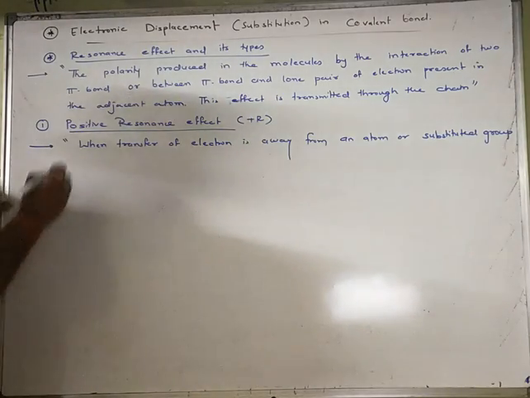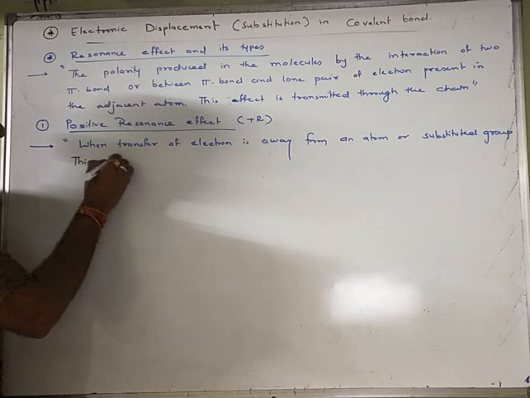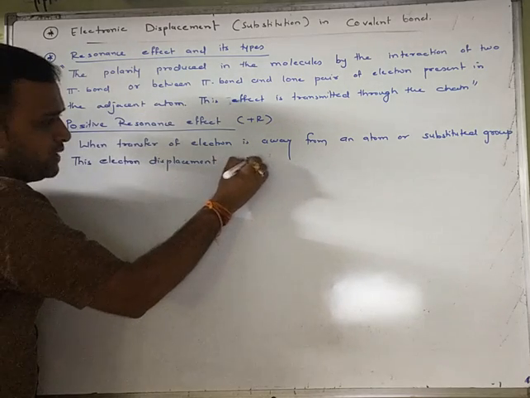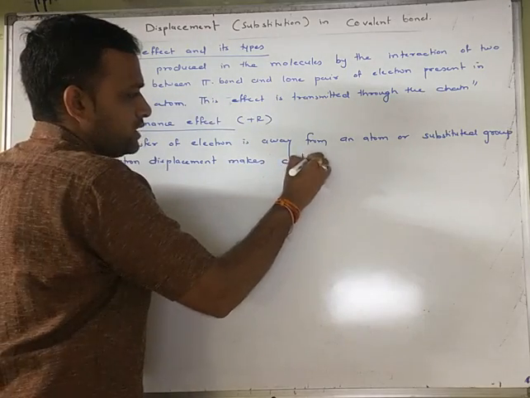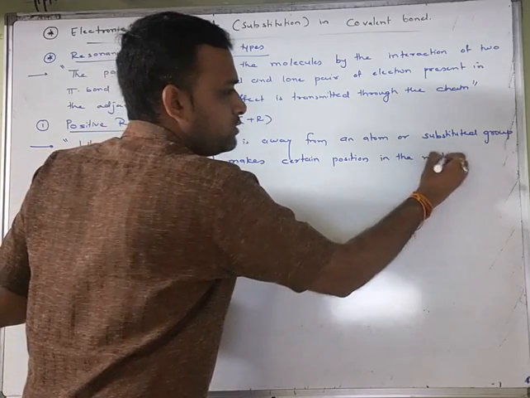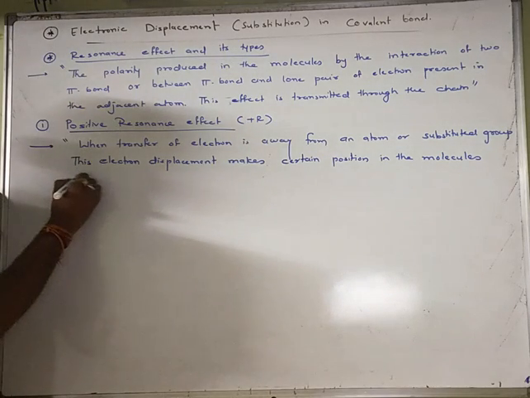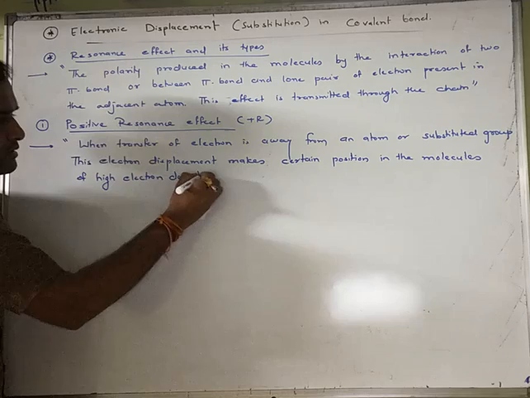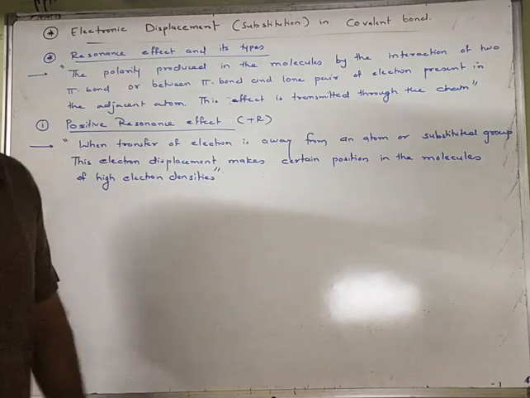This electron displacement makes certain positions in the molecule have high electron density, so it is called positive. So I can also write down: electron displacement makes certain positions in the molecule of high electron density. So it is called the positive resonance effect. Is it clear?